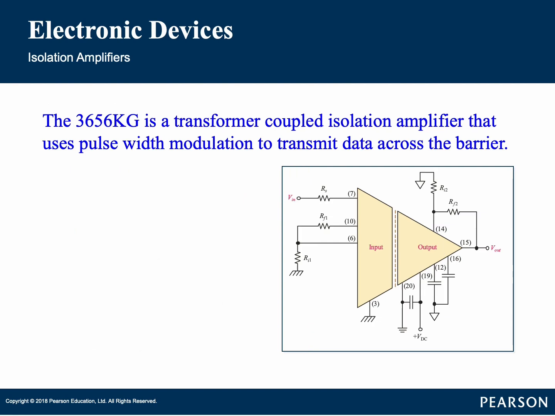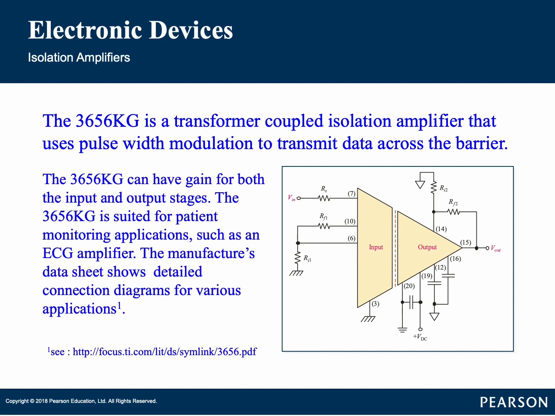The 3656KG is one example of a transformer coupled isolation amplifier that uses pulse width modulation to transmit data across the barrier. The 3656KG can have gain for both the input and the output stages, so the total amplifier gain is the product of the gain of the input and the output stages. The 3656KG is suited for patient monitoring applications such as an ECG amplifier. The manufacturer's datasheet shows the detailed connection diagram for various applications.